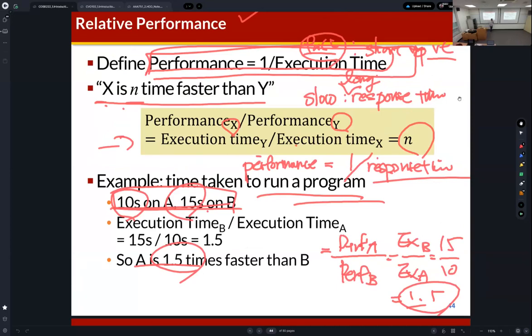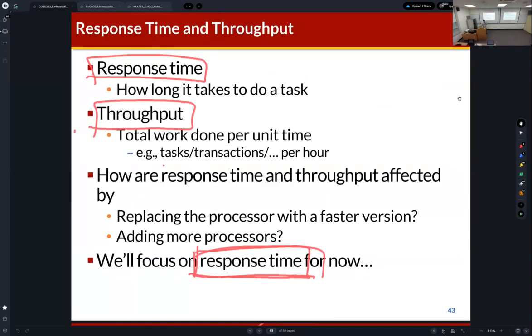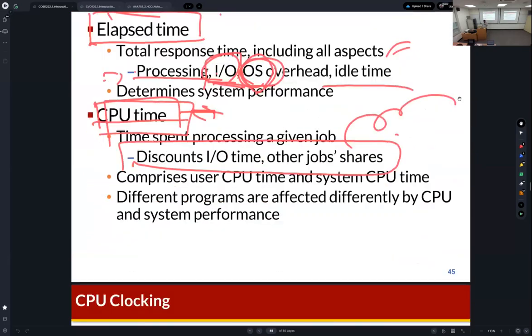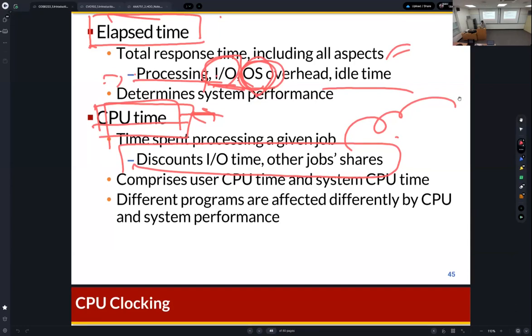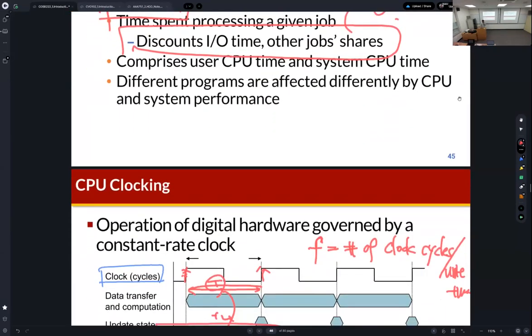So I mentioned that we need to remember the definition of performance. In this course, we will focus on the response time as the performance metric, and we will also focus on the CPU time. When an application is executed on a certain computer system, its performance can be influenced by many factors, such as the operating system and IO devices. So we will focus on the CPU time, that is the pure execution time, where only the CPU executes this application.